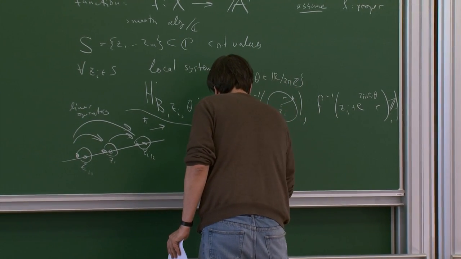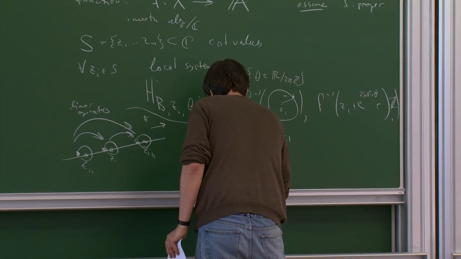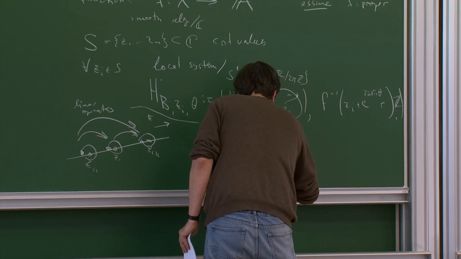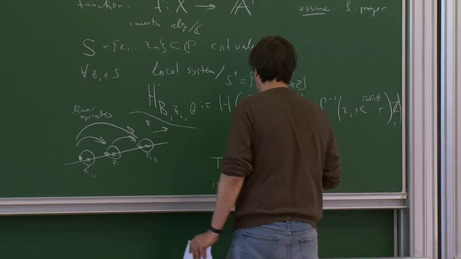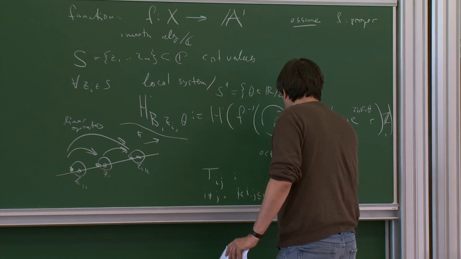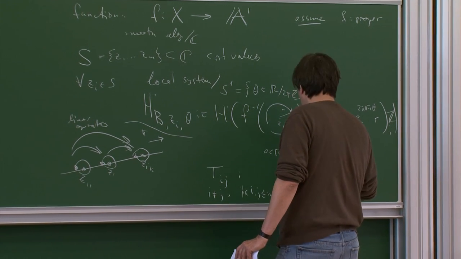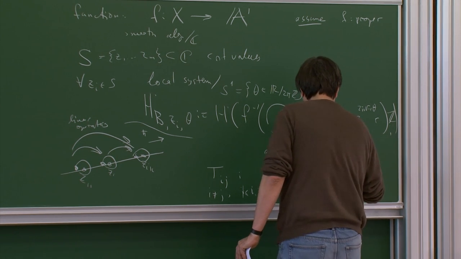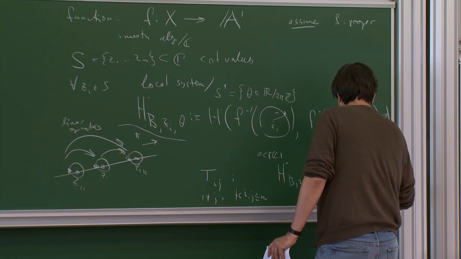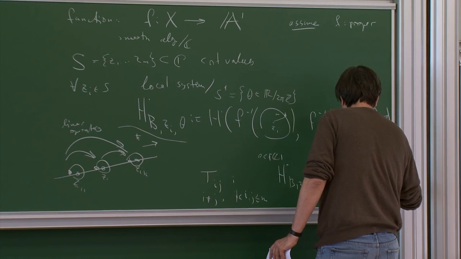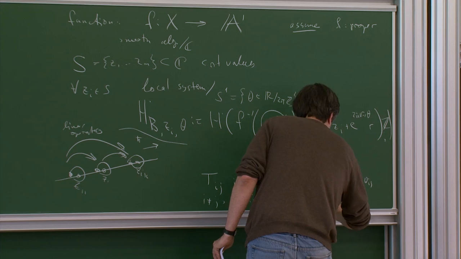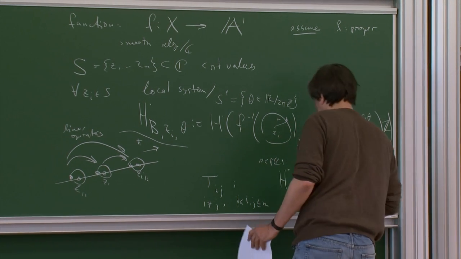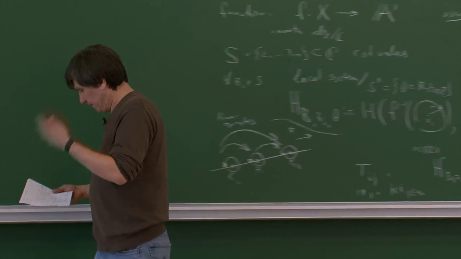So what I have, one can say, is a collection of operators for i not equal to j, which map from H_beta of z_i, theta_ij, to H_beta of z_j, theta_ij, where theta_ij is the argument of z_i minus z_j.